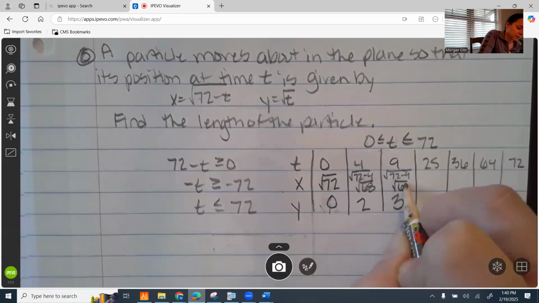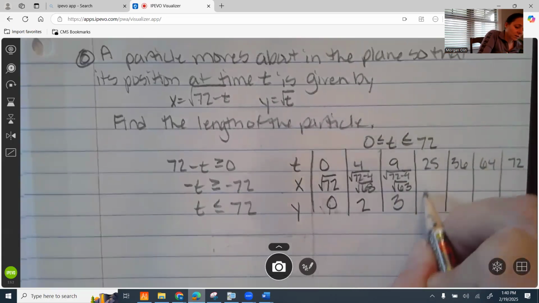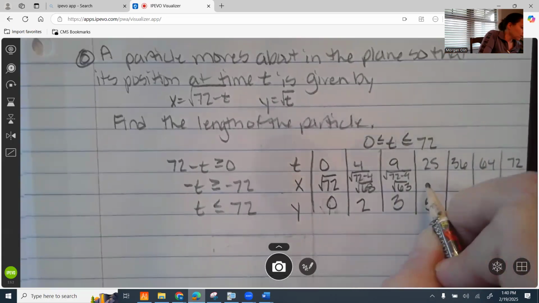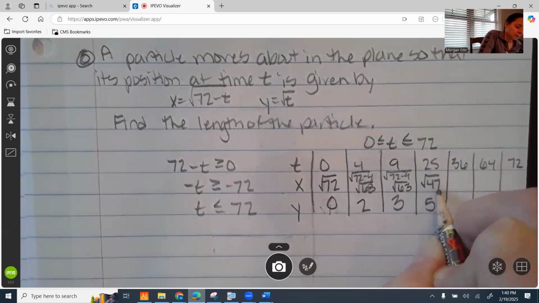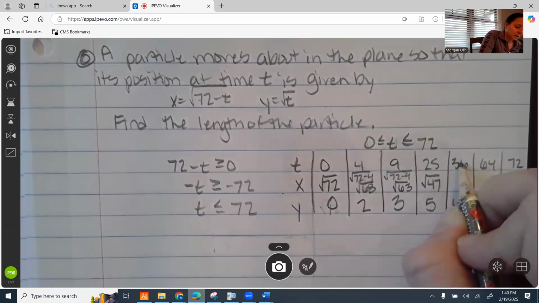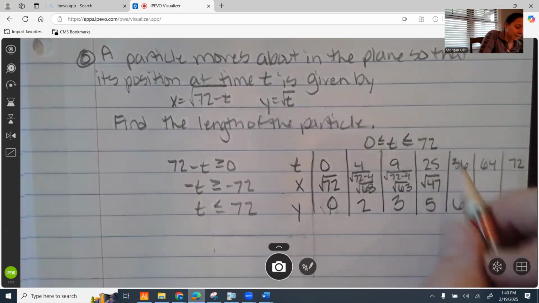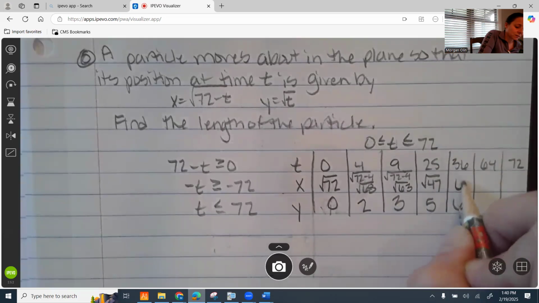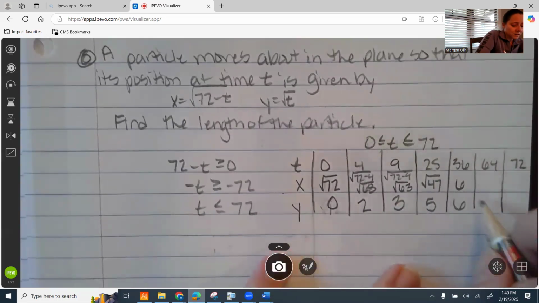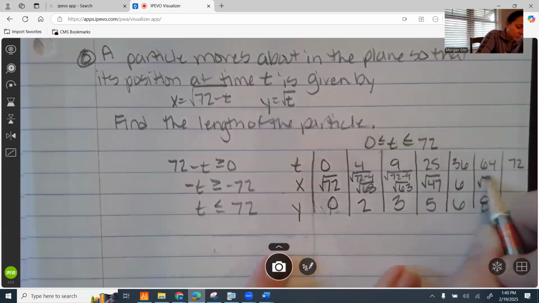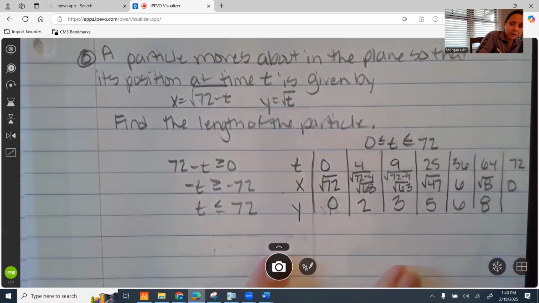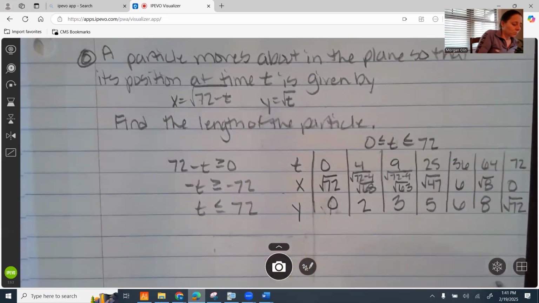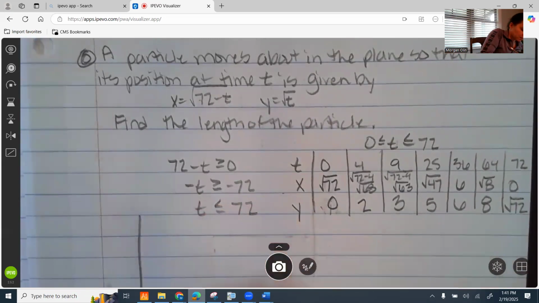So the square root of 63. The square root of 25 is 5, but this leaves me with the square root of 47. The square root of 36 is 6, and when I do 72 minus 36, I get 36, so that one's also 6. The square root of 64 is 8, and this leaves me with the square root of 8. Then when I plug 72 in here, I get 0, and this is the square root of 72. So we can graph it.